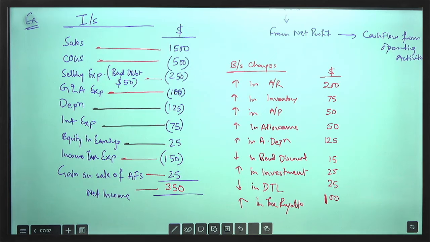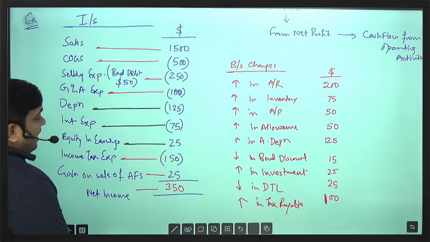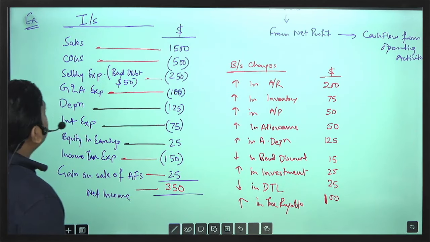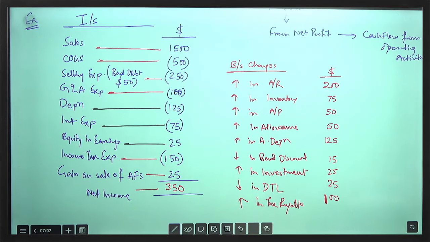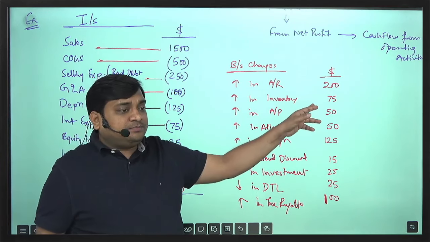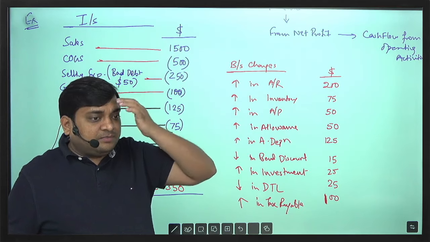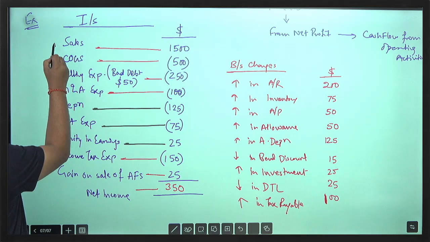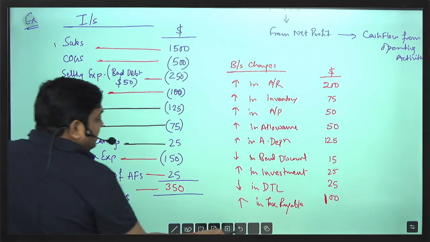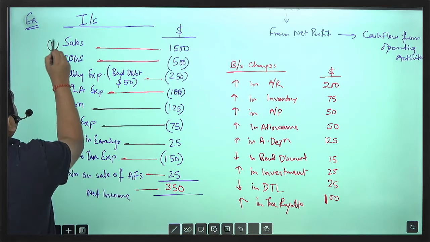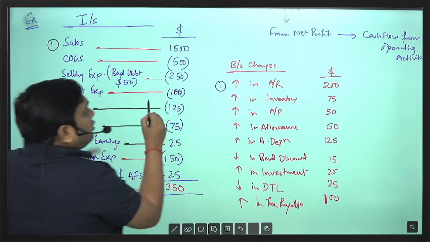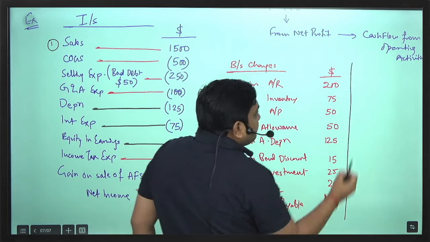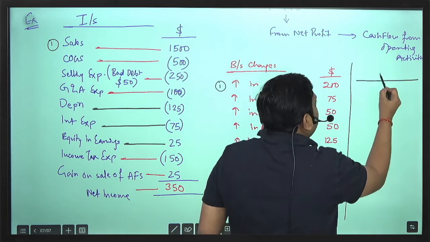Right? Now, I need to find out some relationship. Sales has some relation with accounts receivable, isn't it? Means debtor and credit sales. If nothing is mentioned, I will take it to be credit sales. So this one has got matching with this. Now what I have to do with this? Simply, we have to prepare one T for AR.